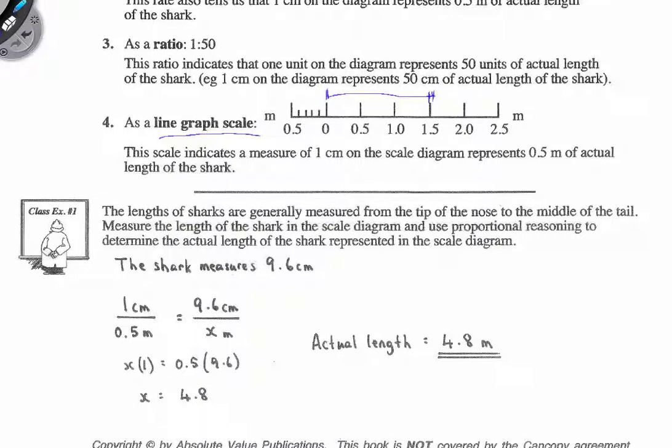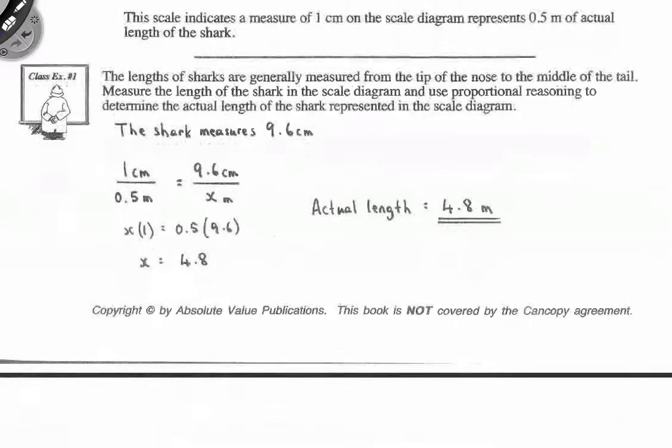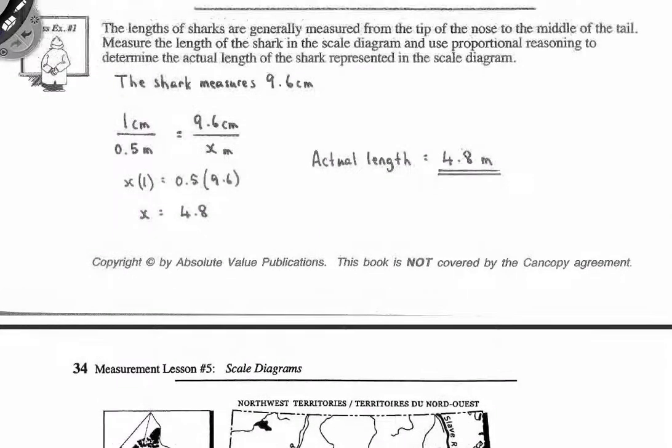Okay, so looking at class example number 1, the lengths of sharks are generally measured from the tip of the nose to the middle of the tail. Measure the length of the shark in the scale diagram and use proportional reasoning to determine the actual length of the shark. Well, the shark measures 9.6 centimeters in the diagram. We know that 1 centimeter represents 0.5 meters in real life.